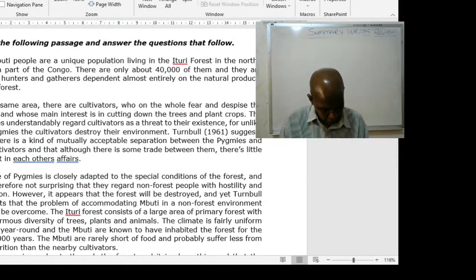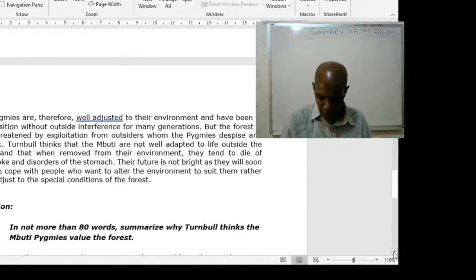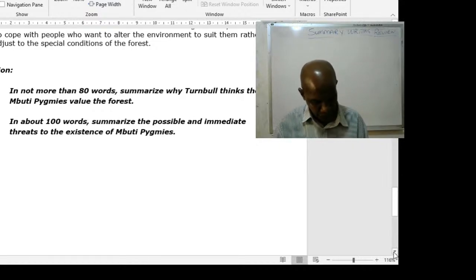I also gave you a second question. In about 100 words, summarize the possible and immediate threats to the existence of the Mbuti pygmies. What are they threatened with? Or who or what is threatening them? What are the obstacles to their life? What challenges do they face? So, your duty, with my help, is to try and identify possible answers to those two questions.